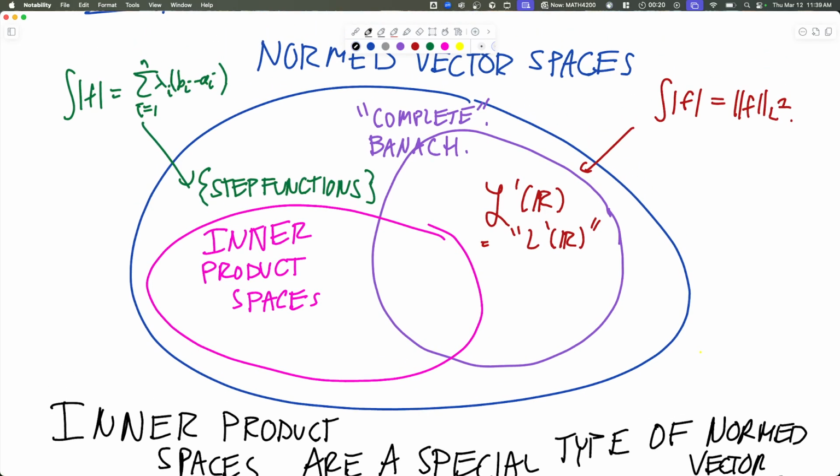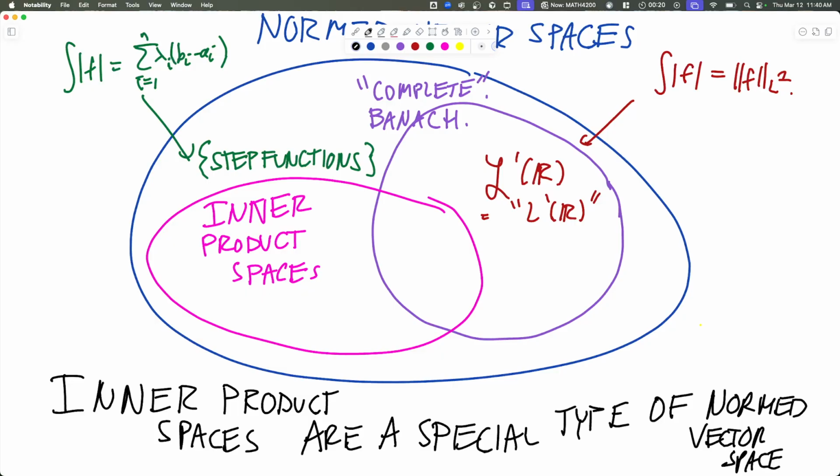We did this special example of step functions and L1, and now we're learning about a new type called an inner product space. That's what we're going to learn today. We're going to see the main example that we want. L1 was functions that are integrable. So L1 was the L1 space of R. It was the set of functions such that the integral of the absolute value of f is less than infinity. That is the space L1.